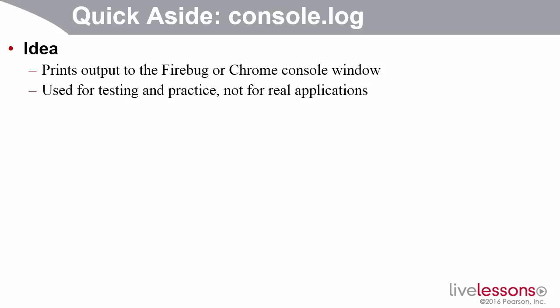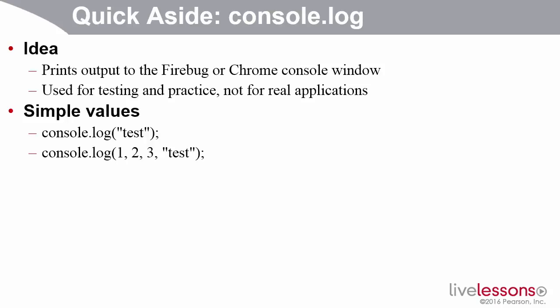Well, there's nothing for the end user to see except in the HTML page. However, as JavaScript has evolved, people have used it in other places, and particularly for interactive testing and practice, it's useful to have a print statement, something that just prints out a value in the Chrome or Firebug console. So console.log is not something you use in a deployed application. It's something you use for practice when you're testing. The simplest way to use console.log is just supply a value. If you say console.log test, and test is a string, then the string test is printed out in the JavaScript console of Firebug or Chrome.